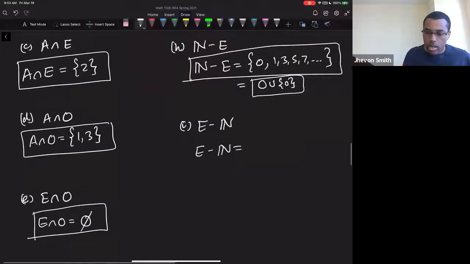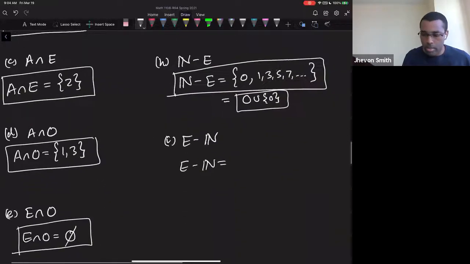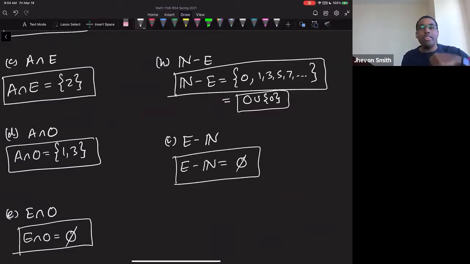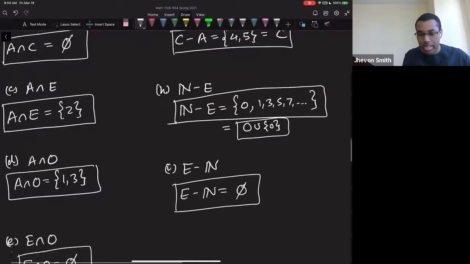E minus the natural numbers. What is that? Empty set. Right? Because you start with E, and then you throw away anything that's also in N. But literally everything in E is also in N. In fact, E is a subset of N. So if I throw away everything that's also in N, I'm throwing away everything. So that's the empty set.